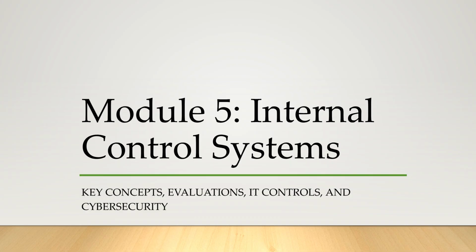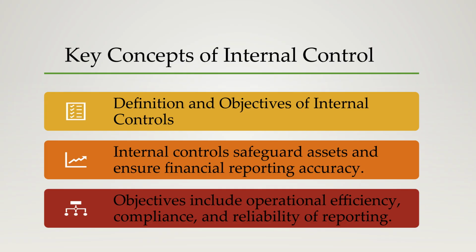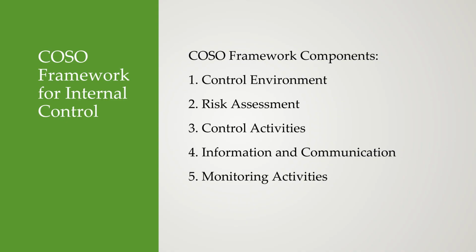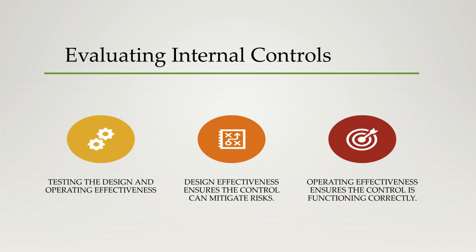Module 5 covers internal control systems, including key concepts, evaluations, IT controls, and cybersecurity. Internal controls safeguard assets and ensure the accuracy of financial reporting. The objectives include operational efficiency, compliance, and the reliability of reporting. The COSO framework for internal control consists of 5 components: control environment, risk assessment, control activities, information and communication, and monitoring activities. Evaluating internal controls involves testing both the design and operating effectiveness. Design effectiveness ensures the control can mitigate risks, while operating effectiveness ensures it functions correctly.